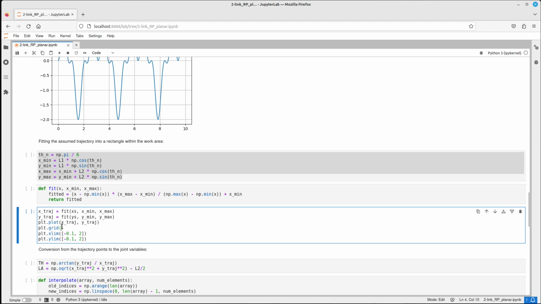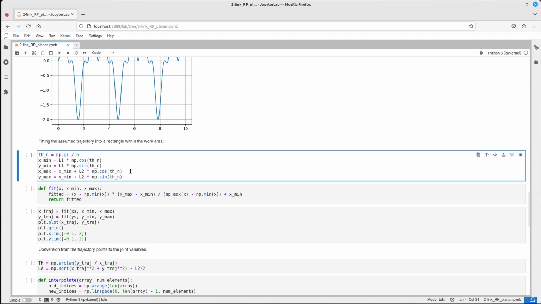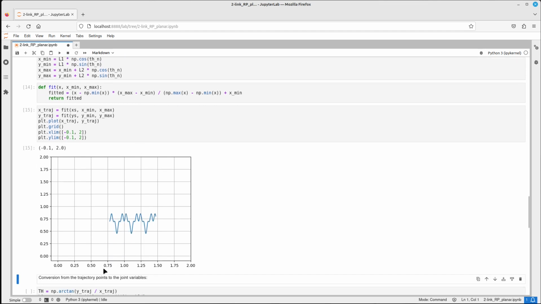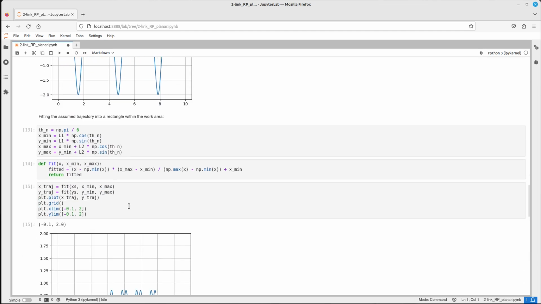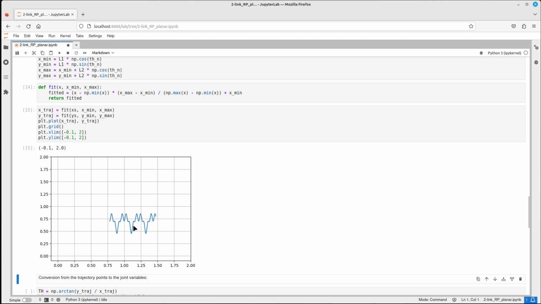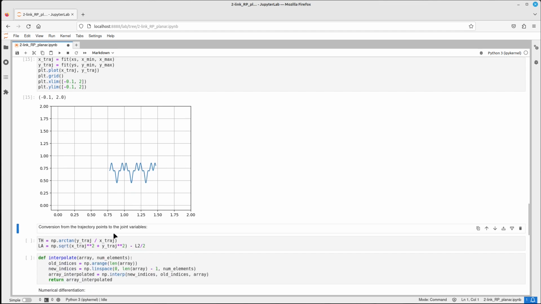Okay, so let's see what it actually looks like. Right, so as you can see, it's pretty much the same shape. It just kind of stretched along the x-axis and squeezed along the y-axis. So this is what it looks like now.